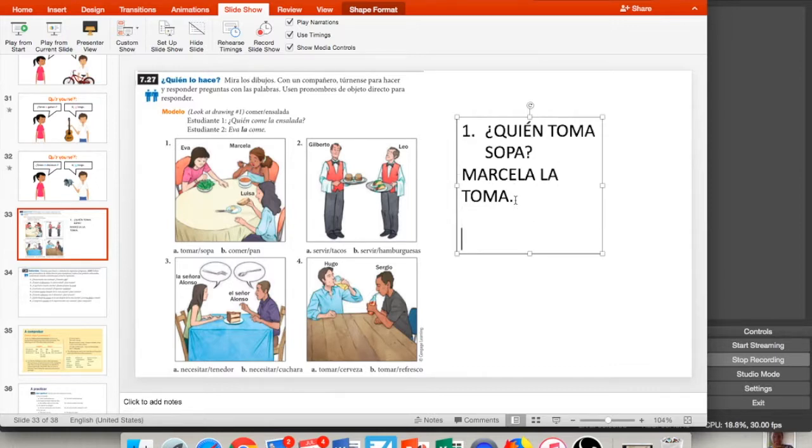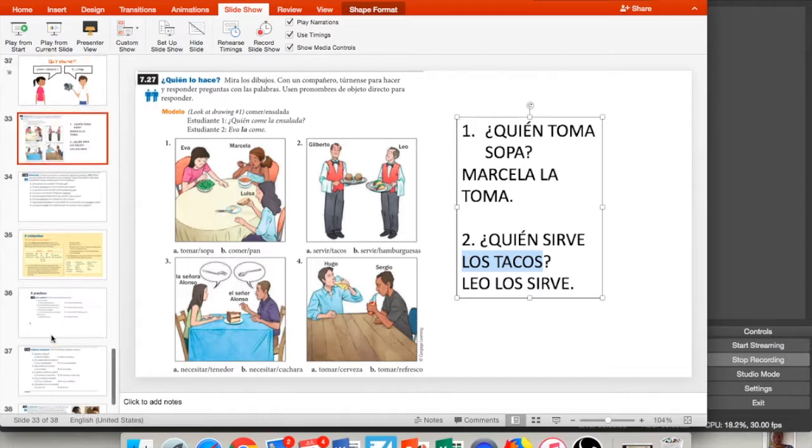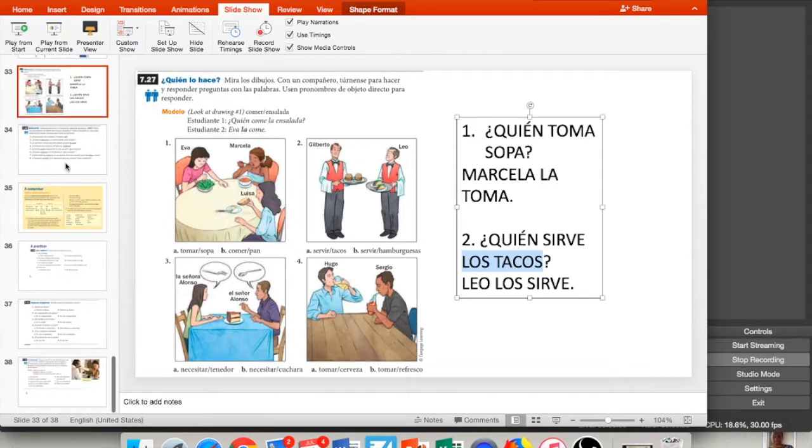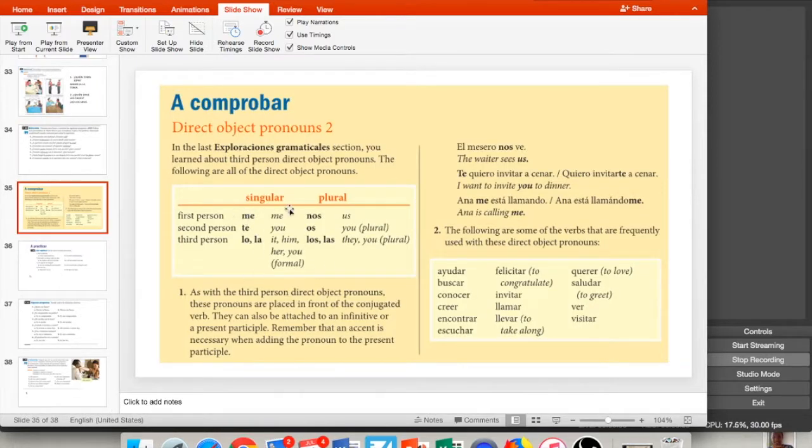Check out number two. We could ask, who's serving tacos? ¿Quién sirve los tacos? So if we're wanting to know who's serving the tacos, it appears in this case that Leo is the one serving the tacos, and I would say that Leo los sirve. He's serving them, okay, because tacos was plural, so I use the masculine plural ending. So Leo los sirve. He serves them. Okay, just a few more of these for you to practice. You also can use these, as we were discussing earlier, to talk about to or for me, to or for you, to or for us, or to or for you all plural.